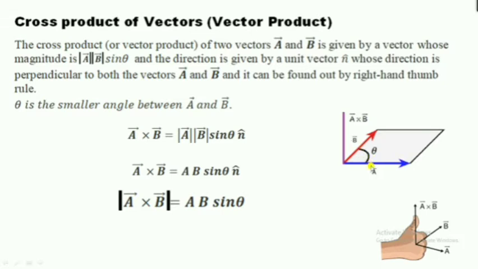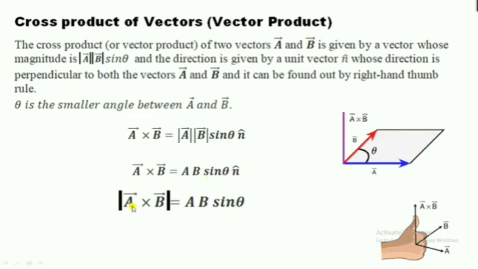Smaller angle means this side. If you take the angle of this side, it will be the bigger angle, so it has to be sine of the smaller angle, and n cap. As it is a vector product, we should get one direction, so this n cap will give the direction and AB sine theta will give us the magnitude. So this is the formula for cross product: A cross B is equal to AB sine theta n cap.